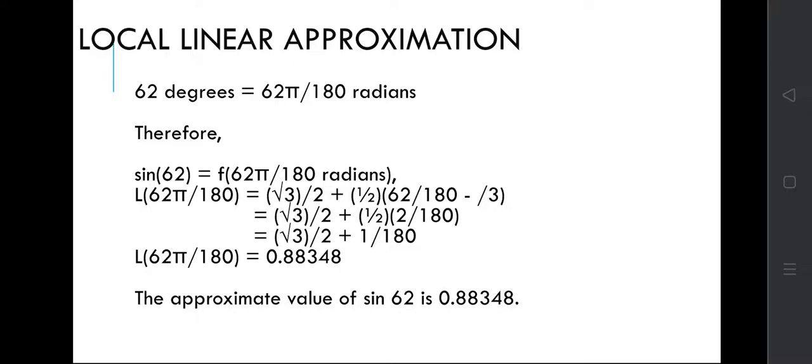So, L of 62 pi over 180 is equal to the square root of 3 over 2 plus 1/2 the quantity 62 pi over 180 minus pi over 3. So L of 62 pi over 180 is equal to the square root of 3 over 2 plus the quantity 1/2 multiplied by 62 pi over 180 minus pi over 3.